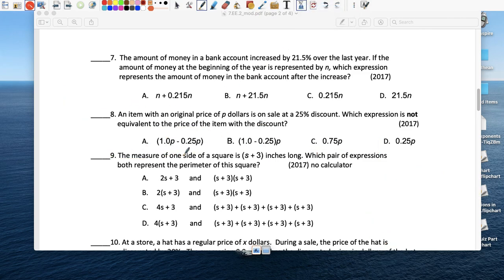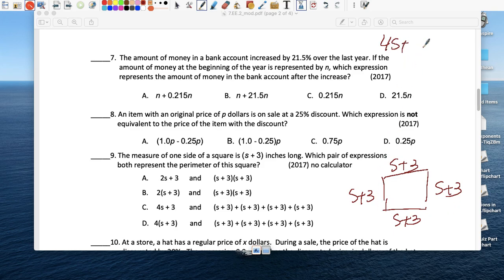9. The measure of one side of a square is S plus 3, so you have a square. And this is S plus 3, which means this is S plus 3, and this, and this. Which pair of expressions represents the perimeter of the square? Well, the perimeter would be adding all of them up, and you would get 4s, and 3 plus 3 plus 3 plus 3 is 12.